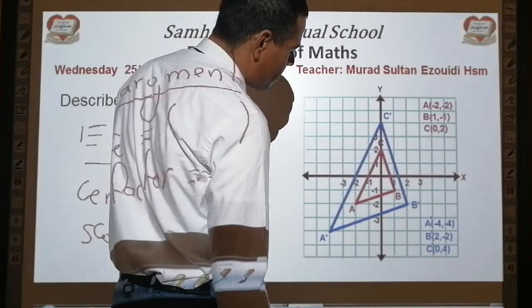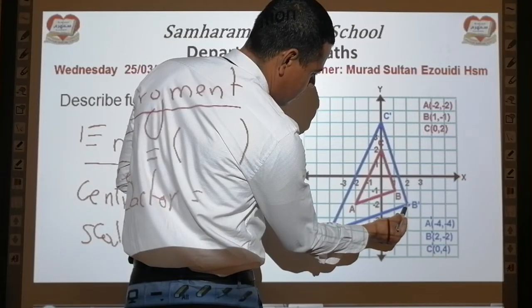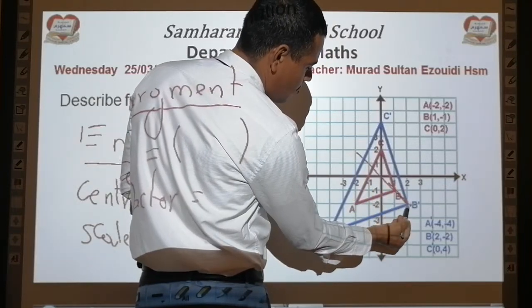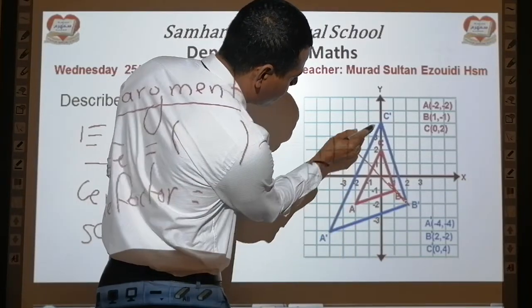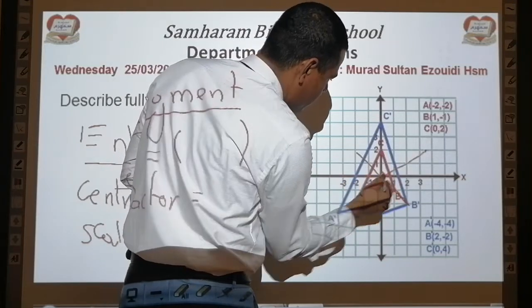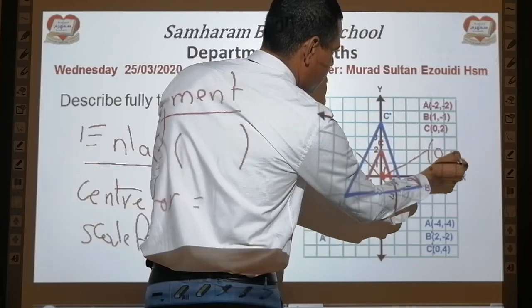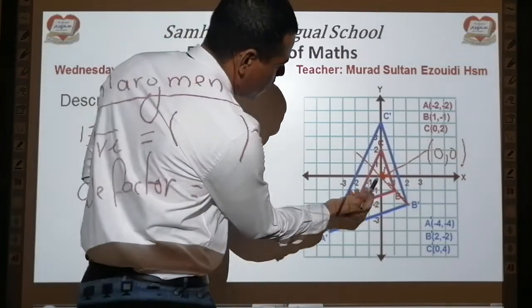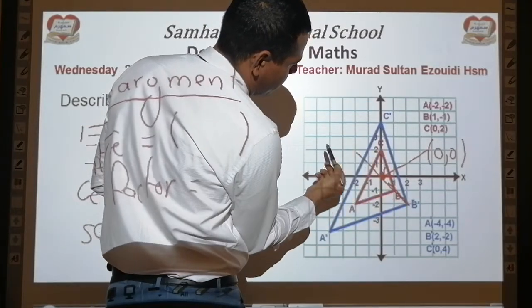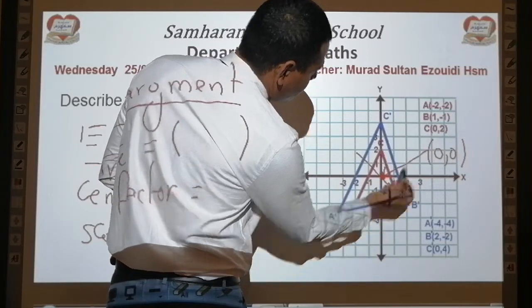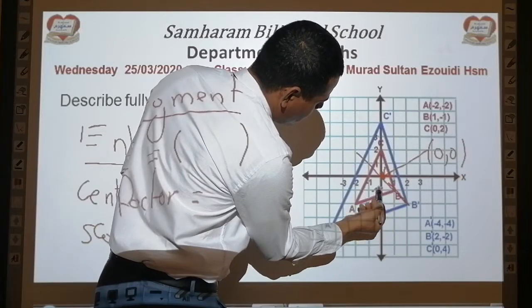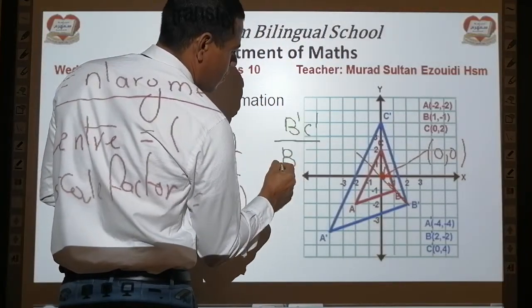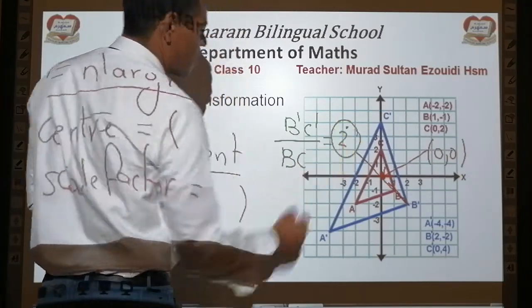For example, my kids, let's start. I will draw a line like that: join B to B prime, then join C to C prime. The center is at 0, 0. Now you will find the scale factor. You can see that BC is 1/2 of B prime C prime, so B prime C prime divided by BC equals 2. The scale factor is 2.